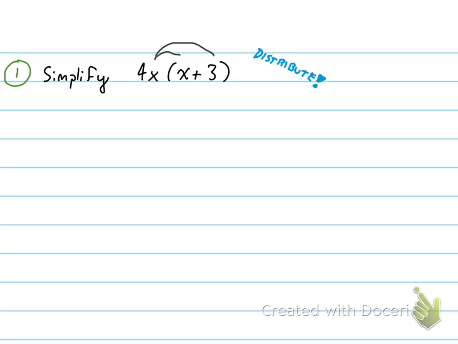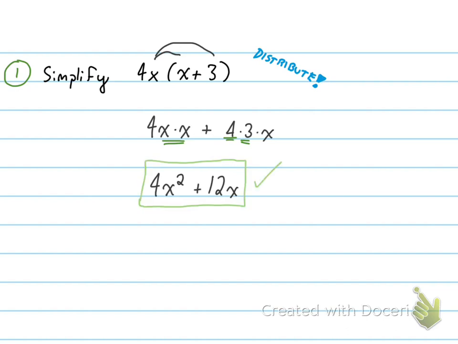So what I mean by that is I'm going to multiply the 4x to both terms. I'm going to have 4x times x plus 4 times 3 times x. To simplify that, x times x will give me x squared, plus 4 times 3 will give me 12x, and I'm done. Now, we've seen questions like that before. Again, that's just simple distributing.